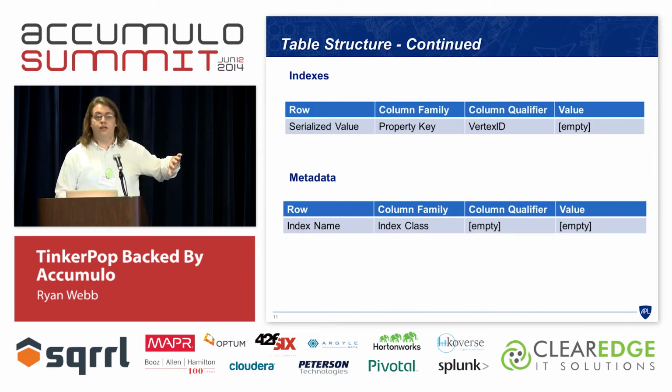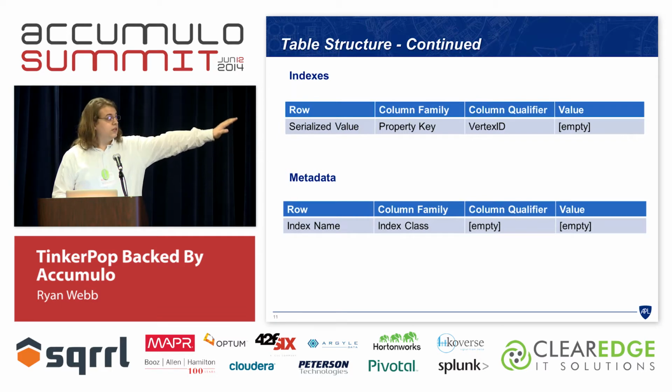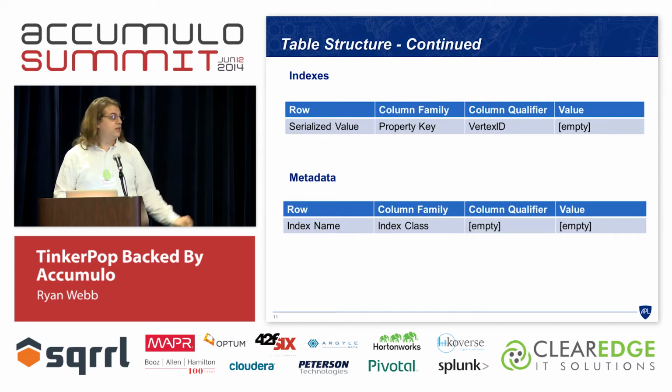So these are the tables that are created by the indexes. In the index, it's a simple reverse index. We have the serialized value in the row, property key in the family, and the ID in the column qualifier. This can be an edge or vertex ID depending on which table you're in. And then the metadata just keeps track of the index name and what class it's over.